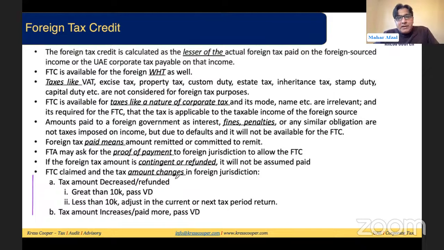The law says if the tax you have paid in the foreign jurisdiction has been refunded to you or has been decreased, and this decrease is greater than 10,000, it means you have taken a benefit of more than 10,000 in the foreign jurisdiction, then you need to pass the VD. And if this benefit is less than 10,000, then the law says you can adjust in the return. But if based upon these changes, you will be liable to pay more tax in the respective foreign jurisdiction, then again you need to pass the VD.